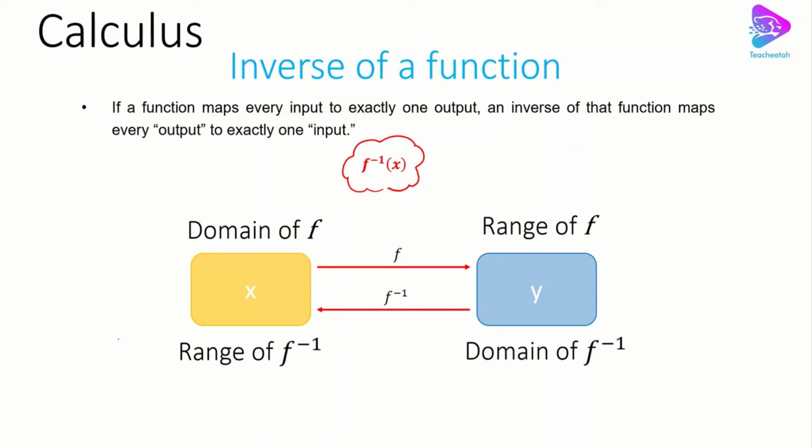This diagram says that whatever we have in the function of f as a domain, it is going to be converted to its range when we are looking at its inverse. And whatever we have in the function of f as its range becomes its domain when we look at its inverse. So based on this definition, let's look at a few examples to see how we can find an inverse of a function.